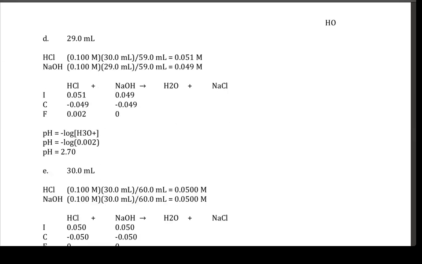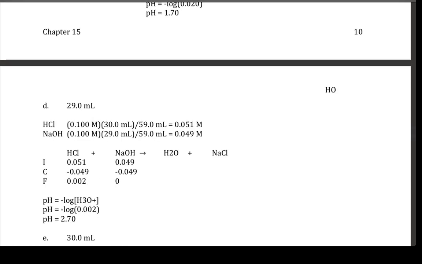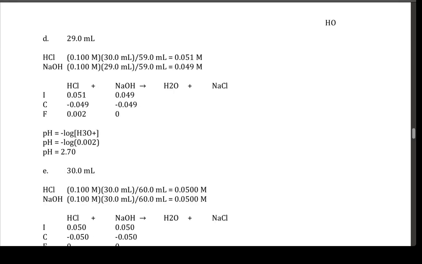Part D now is we've added a total of 29.0 mLs. So we again calculate those initial concentrations. We get 0.051 molar for the HCl, 0.049 molar for the NaOH. Those go in our ice table. The smaller of the two, 0.049, is the change. Now we have 0.0020 molar HCl left over. We take the negative log of that, we get 2.70. So it was 1.70 last calculation, now it's 2.70.